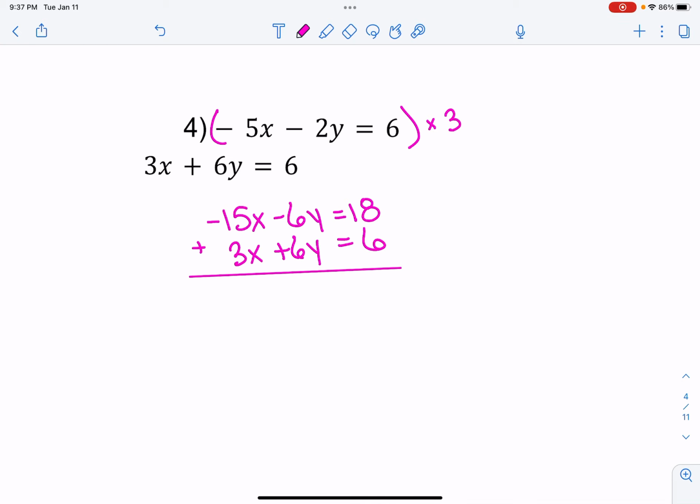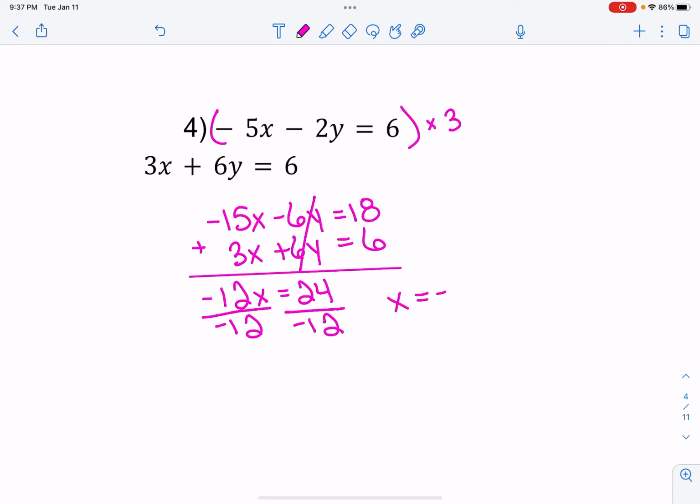Negative 15x plus 3x is negative 12x. Negative 6y plus 6y is 0, it drops out. And 18 plus 6 is 24. We need to get x alone, so we divide both sides by negative 12, and we get x to equal negative 2.